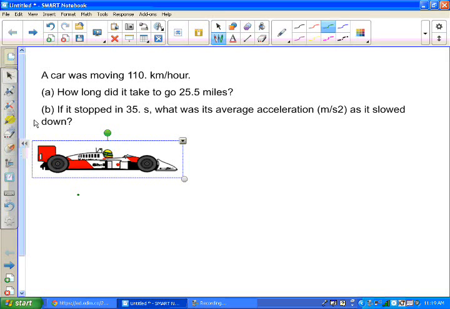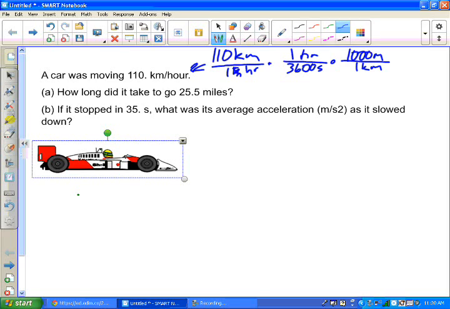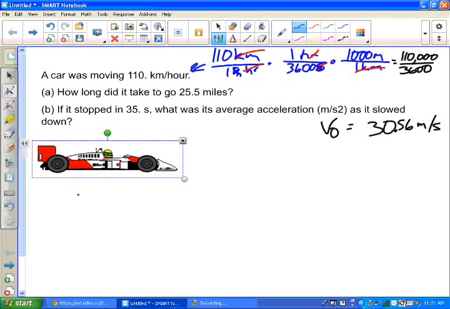Also, we need to do some conversions. We're given 110 kilometers per hour. We always want to change that to meters per second. So remember that 1 hour is equal to 3,600 seconds and 1,000 meters is equal to 1 kilometer. After we do our conversions, we end up with 110,000 meters over 3,600 seconds. Taking the top number and dividing it by the bottom number, we get that our initial velocity is about 30.56 meters per second.